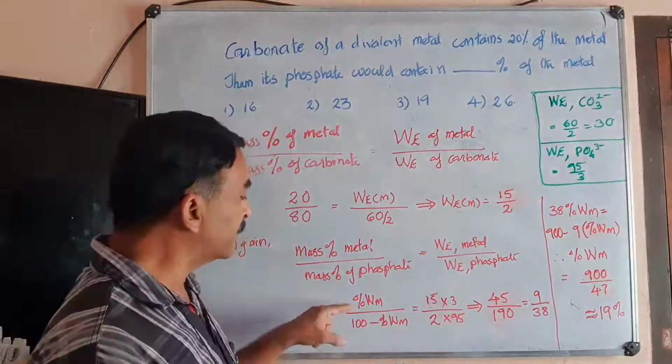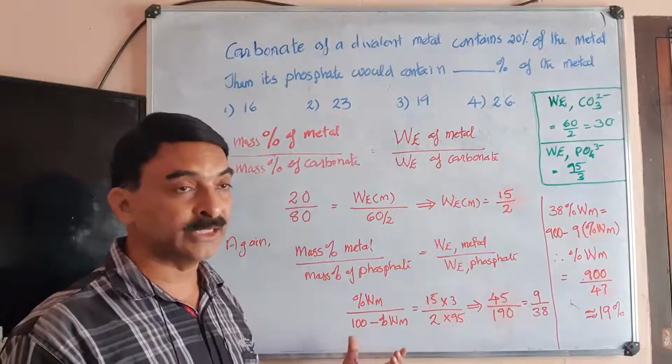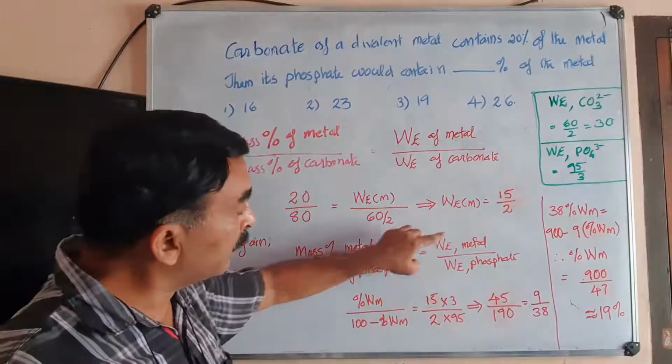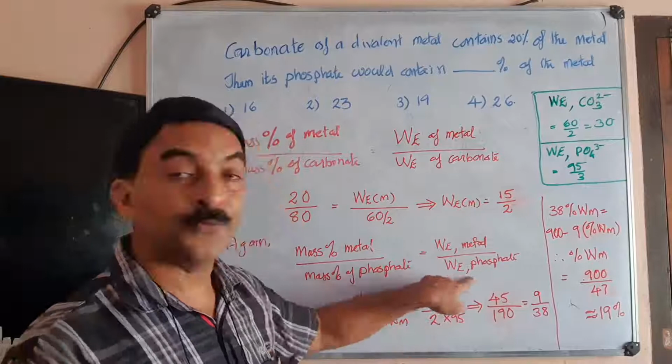Percent mass of metal by 100 minus percent mass of metal, because total is 100, is equal to equivalent mass of metal. We have already found 15/2. Now equivalent mass of phosphate.